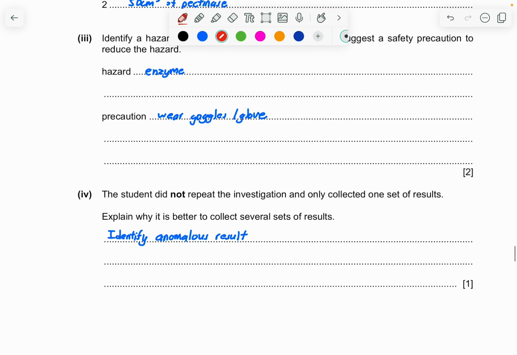And then part four, the student did not repeat the investigation, only collected one set of results. Explain why it's better to collect several sets of results. A previous comment that I've received is, is saying reliable results acceptable? This is not acceptable because it is a very general answer. For this kind of question, you collect several sets of results to identify anomalies or anomalous results. The anomalous result means the result which does not fit the general trend of the results that has been given. So this is what we are supposed to identify.